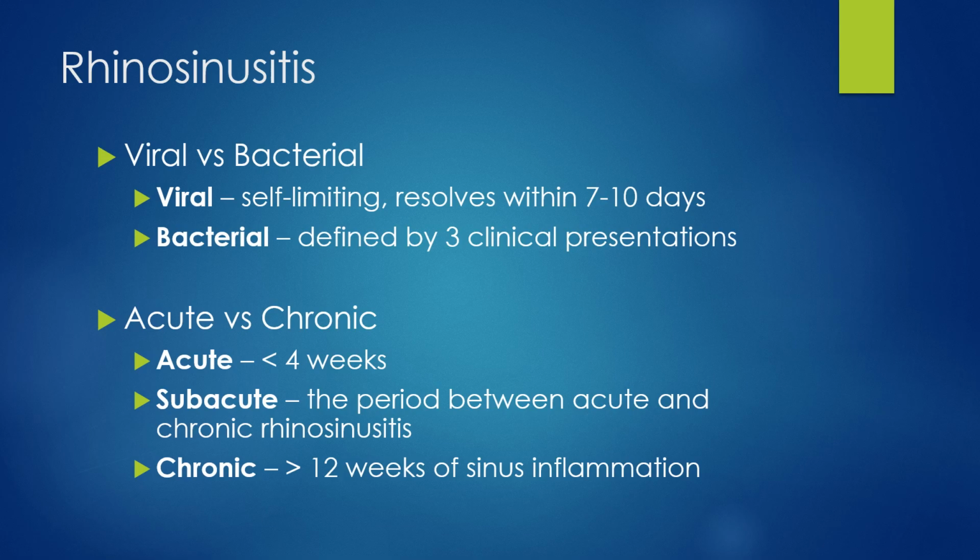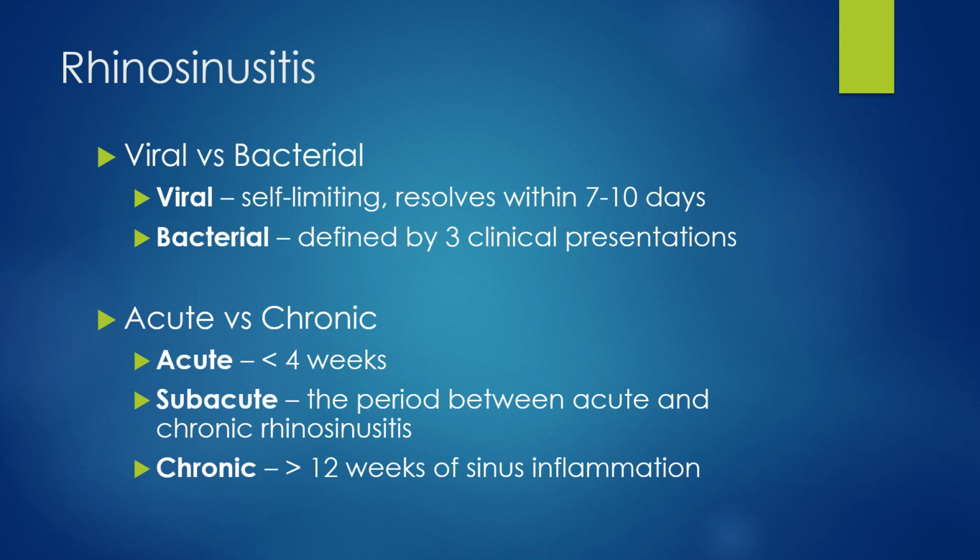Rhinosinusitis can be divided into viral versus bacterial and acute versus chronic. Viral rhinosinusitis is self-limiting and usually resolves without treatment in 7 to 10 days. Bacterial rhinosinusitis is defined by 3 different clinical presentations, which we'll discuss in the next few slides. For acute versus chronic, acute rhinosinusitis is typically lasting less than 4 weeks, whereas subacute is the period between acute and chronic rhinosinusitis. And then chronic is for patients that have greater than 12 weeks of sinus inflammation.